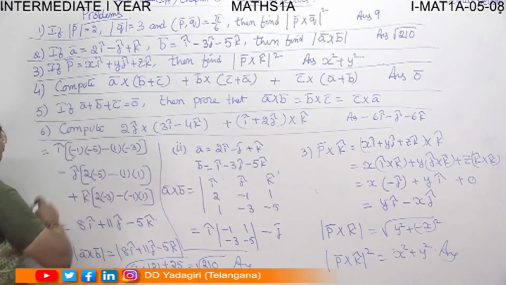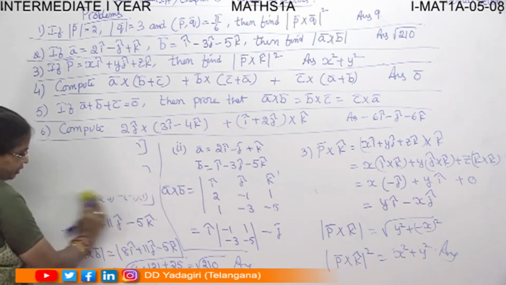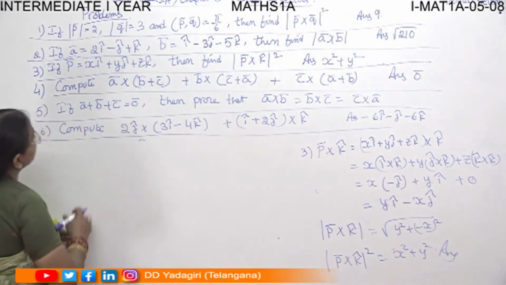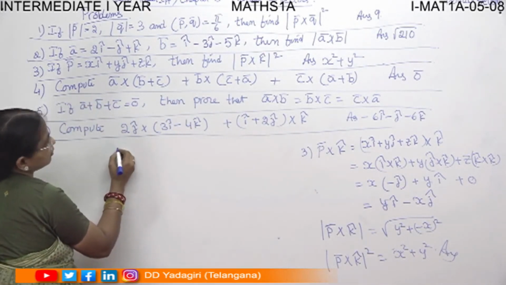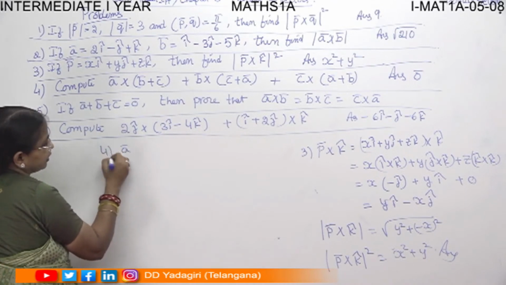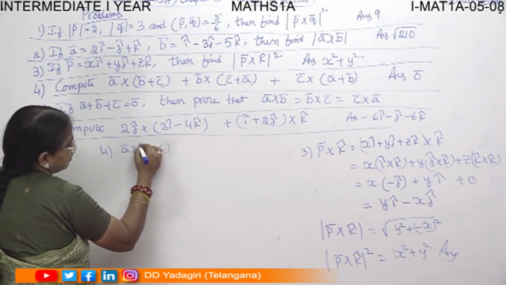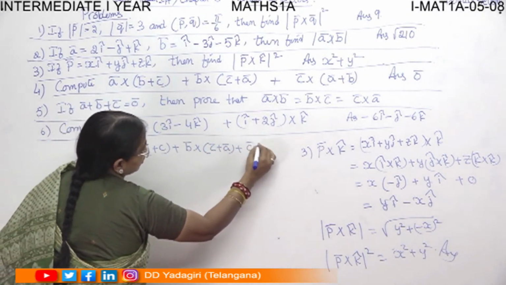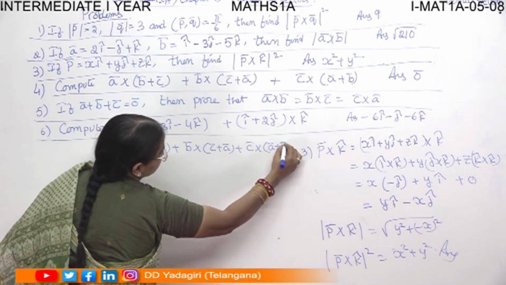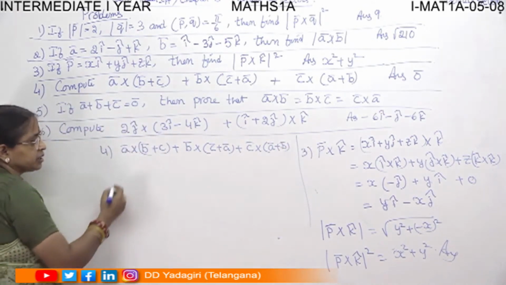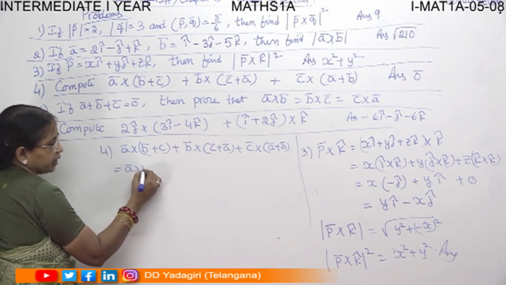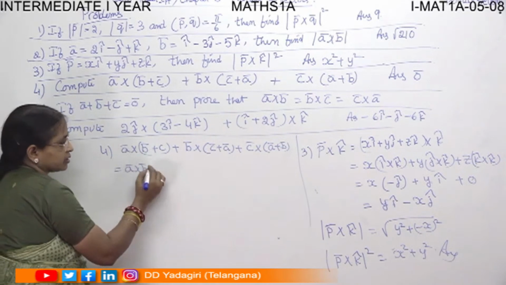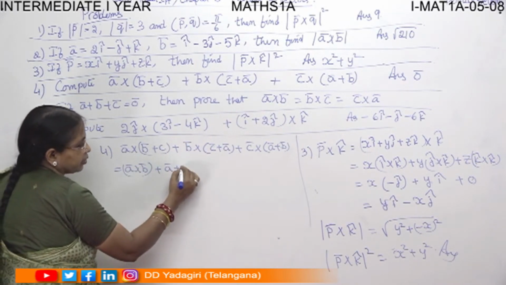Now the fourth problem is again very important and very simple. In the fourth problem, compute A cross B. So we'll take A cross of B plus C, plus B cross of C plus A, plus C cross of A plus B. So you have the distributive property, just expand, that's all. A cross B. Always write from left to right. A cross B plus A cross C.